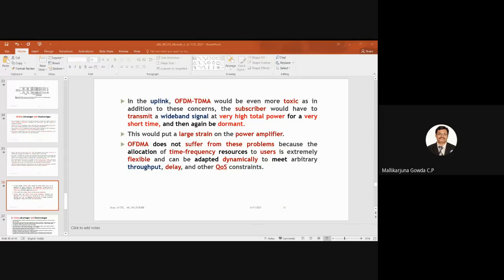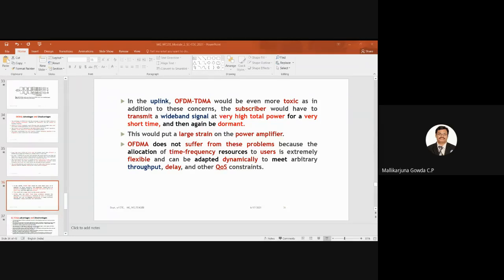So OFDMA does not suffer from these problems, whatever I said with respect to OFDM TDMA. Why will it not suffer from these drawbacks? Because the allocation of time-frequency resources to users is more flexible and can be adapted dynamically to meet arbitrary throughput, delay, and other quality of service constraints. If I use OFDM TDMA, the subcarriers would have to transmit a wideband signal at very high total power in a very short time. That drawback exists in OFDM TDMA, but not in OFDMA.